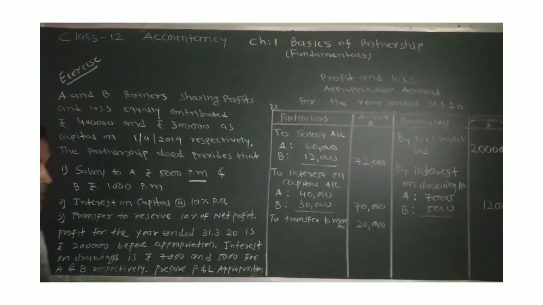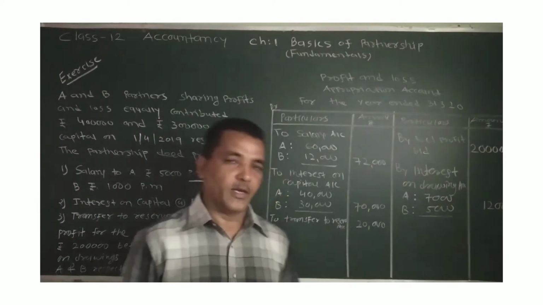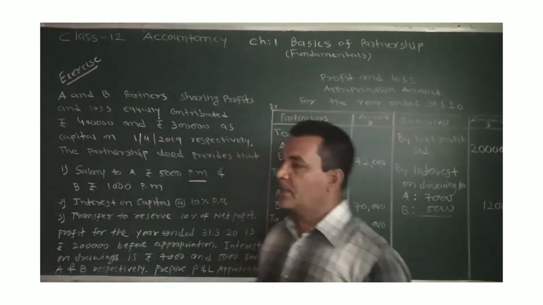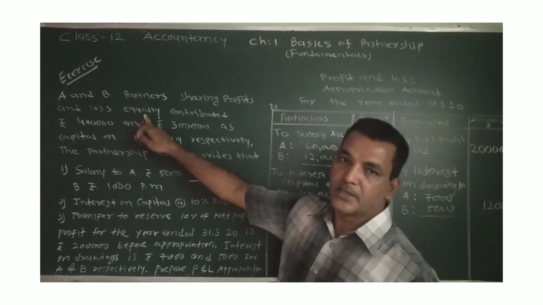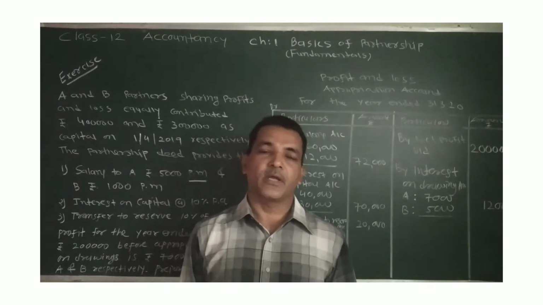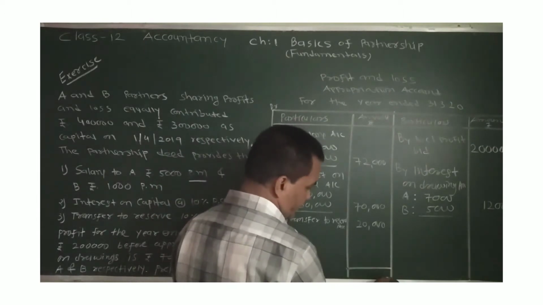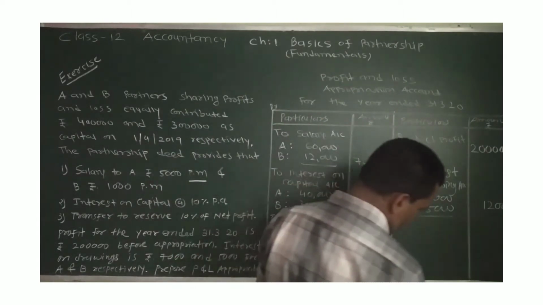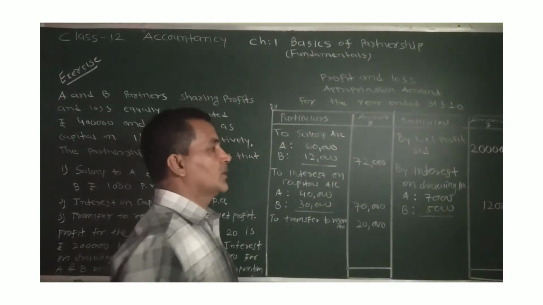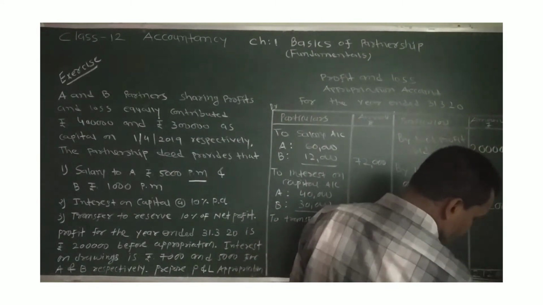So everything we covered. At the end, we will make the total of this and we will find divisible profit, and that profit will be distributed among the partners in their profit sharing ratio, and the profit sharing ratio is given equally. They are sharing equally. If profit sharing ratio is not given in the exercise, then we have to take equal. Here it is given. So now let us make the total. So total is 2,12,000.